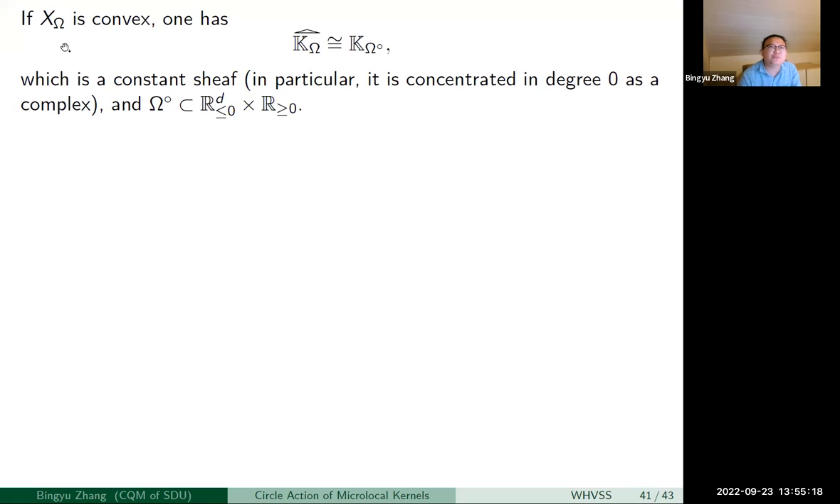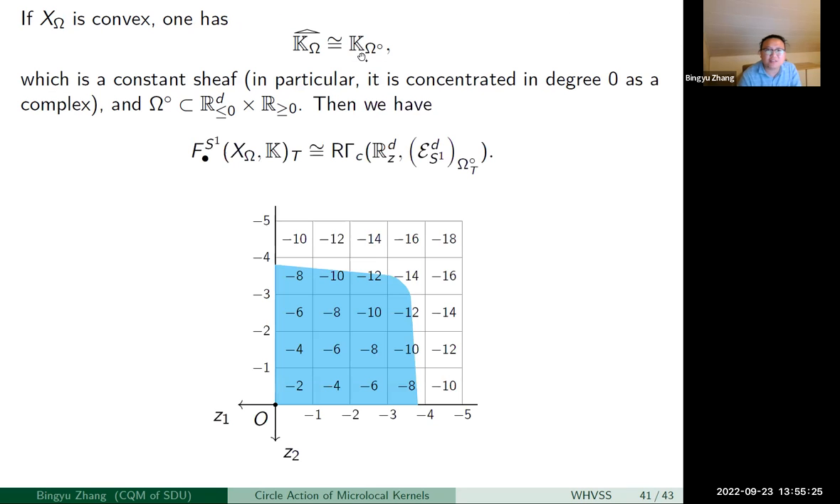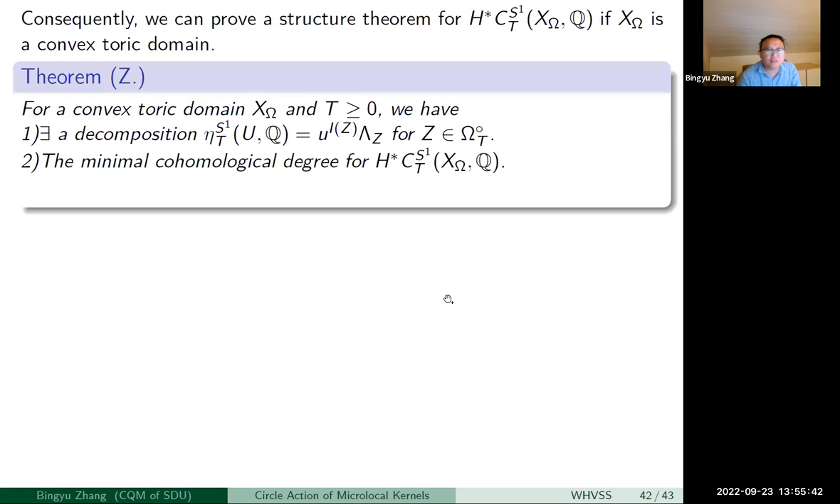And the second thing is that when X omega is convex, we can compute the Fourier transform in a very simple way, and then we can show that for a convex toric domain, the S1 theory is nothing but the cohomology of epsilon over the dual, like this. Then we can give a very specific structural theory for the S1 theory CS1 of a convex toric domain.